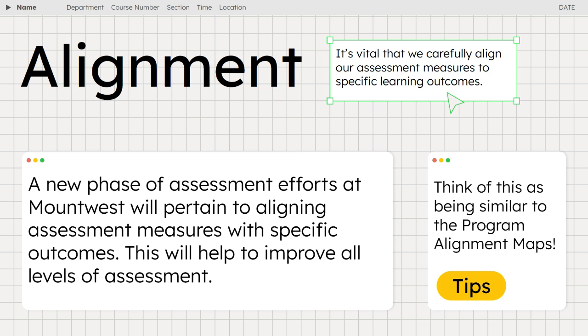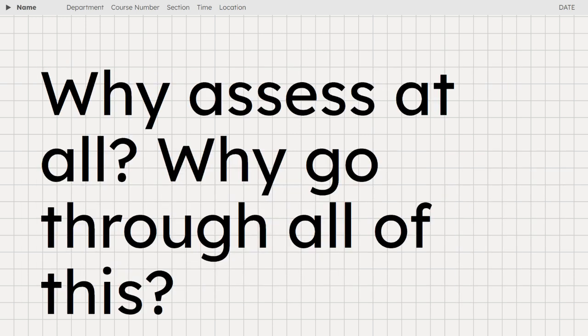So as of recording this, we haven't started this initiative yet, but it is something that we want to do in the future. We want to make sure that we're able to demonstrate this alignment as concretely as possible so that when we provide data, when we use that data to improve student learning, it can consistently be connected to those learning outcomes at the course, the gen ed, the program, the co-curricular levels.